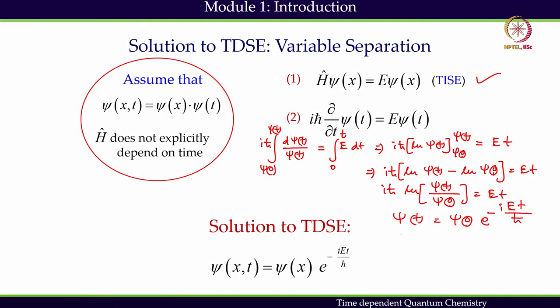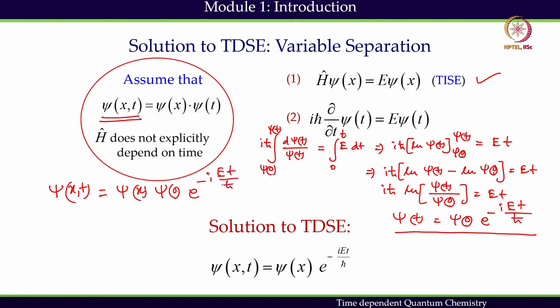And so we get this equation. We know that the total wave function has to be expressed as a product of this. So finally, I'll be able to express psi(x,t) as psi(x), then psi_0 e to the power minus iEt by h-bar. That's the way we can express it.